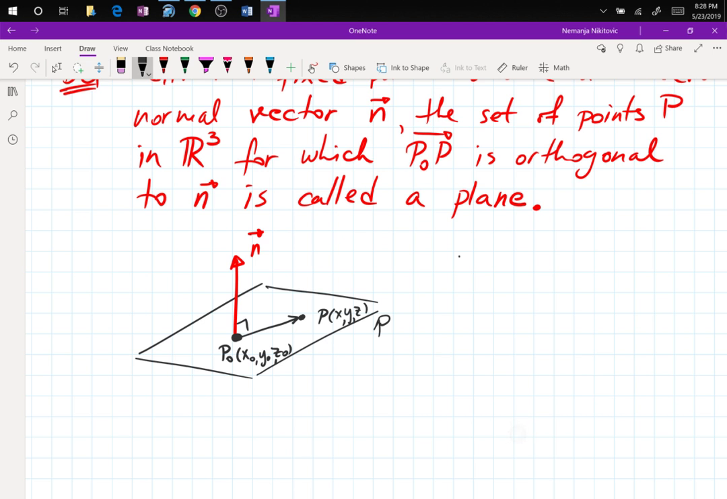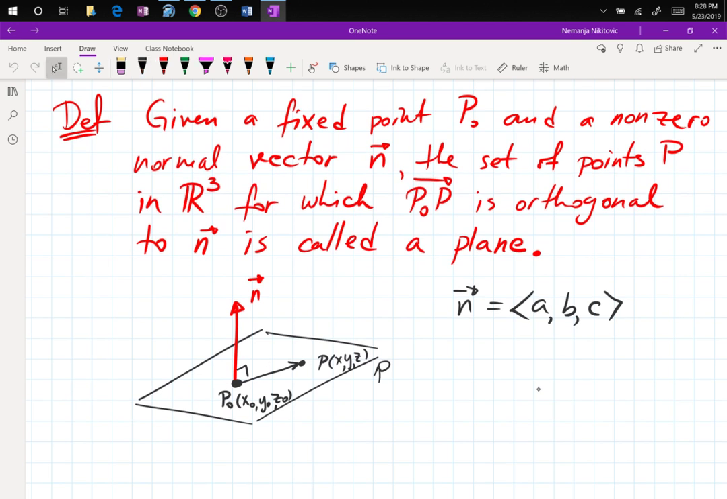So now our normal vector n is going to have components a, b, c. That's just like your vector v. Vector v is the third-dimensional slope for the line. Now vector n is acting like a third-dimensional slope orientation for the plane. So that's going to be your ABC vector. And if you think about this, it says that vector n and vector P0P are orthogonal.